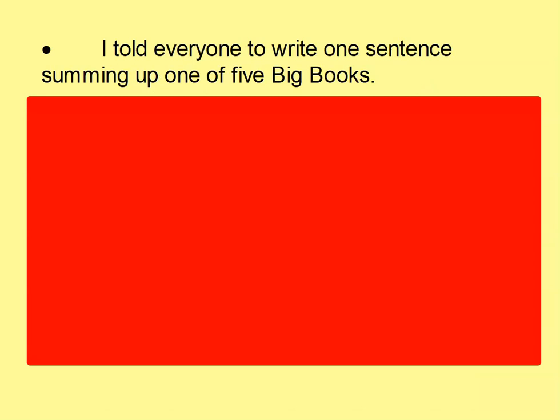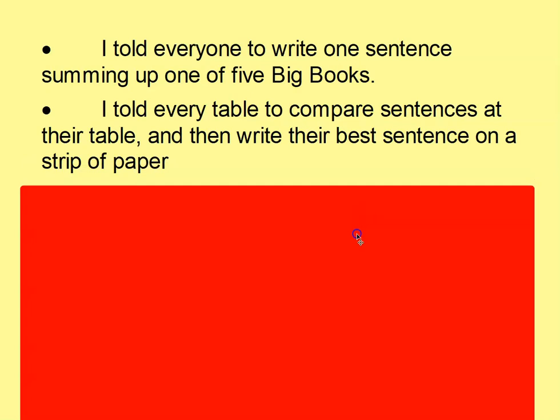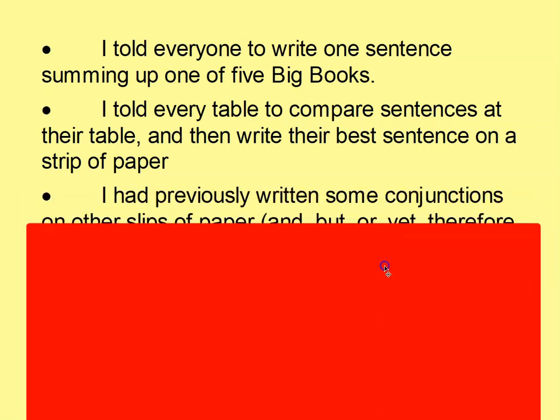So first of all, I told everyone to write one sentence that summed up one of 5 big books. We were working on food words, and so they had in the school cafeteria, at home, cooking at home, in a restaurant, at the supermarket, at the bakery. I gave them a choice of just writing one sentence. And then everyone at the table, now I have my students in table groups of about 6 students per table, compares their sentences and then writes their best sentence on a large strip of paper.